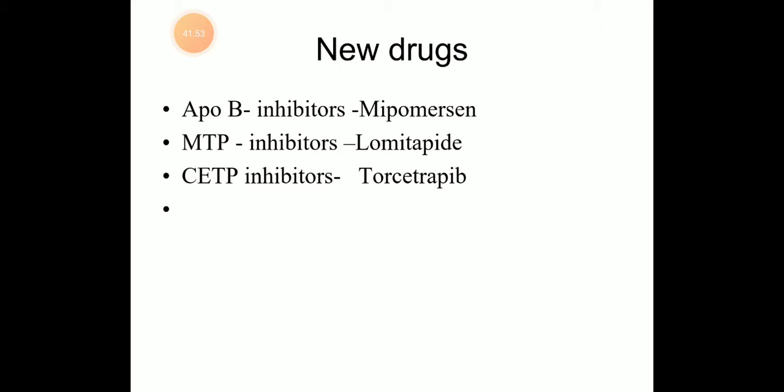So this is the first lecture in context of the lipid lowering drugs. In the following lecture, we will discuss the drugs which are commonly used, with their indications, adverse drug reactions, and a vivid description of their utility in clinical practice.